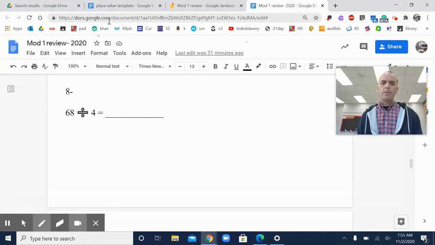And our final problem is 68 divided by 4. Now, so far, without long division, we have two main ways to do this. We can multiply or we can skip count. Next week, we're going to start learning long division, and you'll have a much more efficient way to do this. But until then, we have to get the building blocks down. So 68 divided by 4.